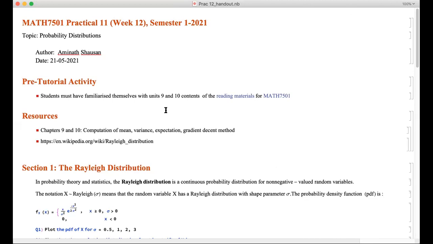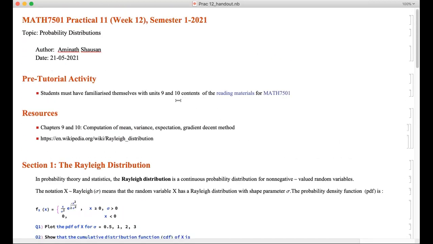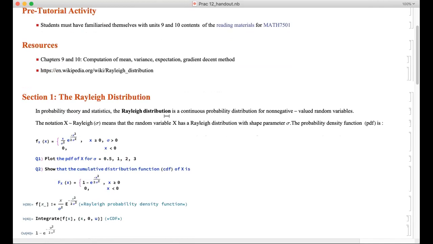All right. These questions are from the last two chapters of your reading materials, which is about integration and computing gradients, and especially the gradient descent method. So you should be familiar with chapters 9 and 10. And the first question is about Rayleigh distribution. You could have a look at the basic concepts of Rayleigh distribution on the link given, which is from Wikipedia.